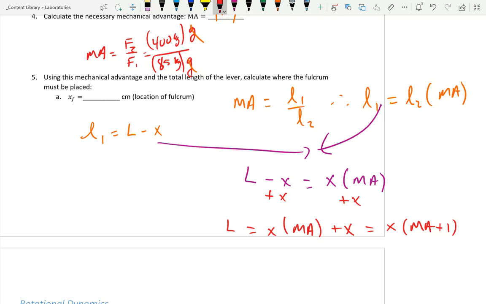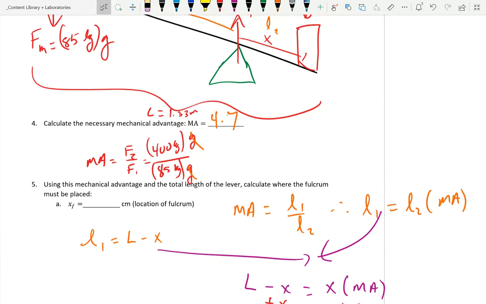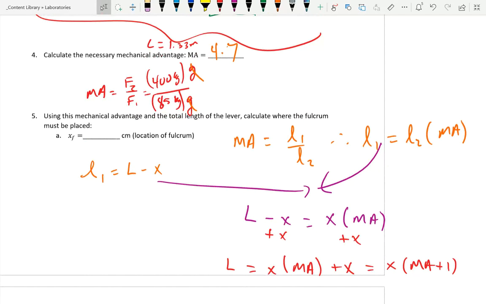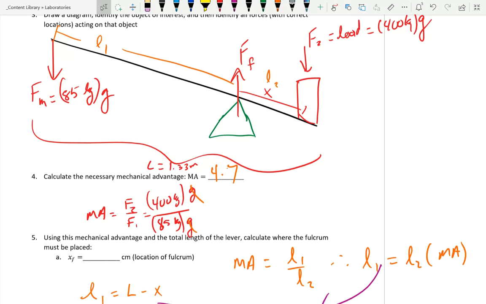Okay, length 1, right, is the little length up there, that's going to be 1.33 minus x. And the other one was just x, because I defined x as that distance. x was length 2. Wait, you have length 1 as 1.33 minus x? Length 1 is equal to total length 1.33 minus x. And length 2 is equal to x.